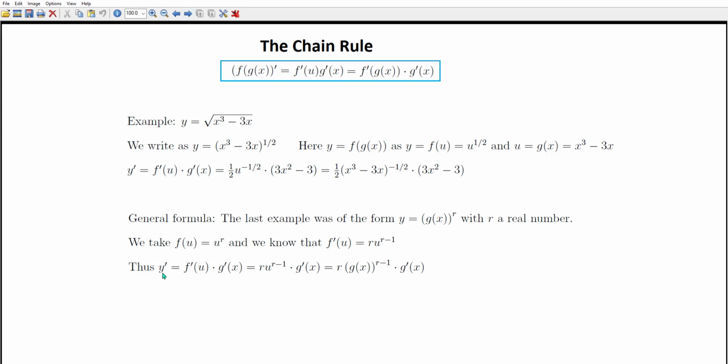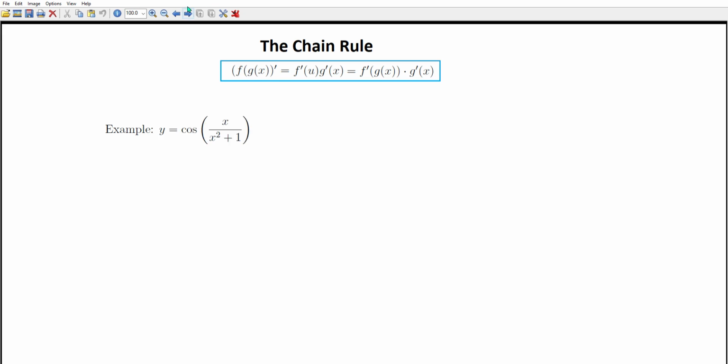So when we use the chain rule here, we get y prime equals f prime of u times g prime of x, which is r u to the r minus 1 times g prime of x. And we haven't specified what g is. But now u is g of x, so we get r g of x to the r minus 1 times g prime of x. Okay, so again, what we've got here is derivative of outside function, which is u to the r, which is going to give us an r u to the r minus 1, but u is g of x, times g prime of x. And that gives us a general formula for differentiating such expressions.